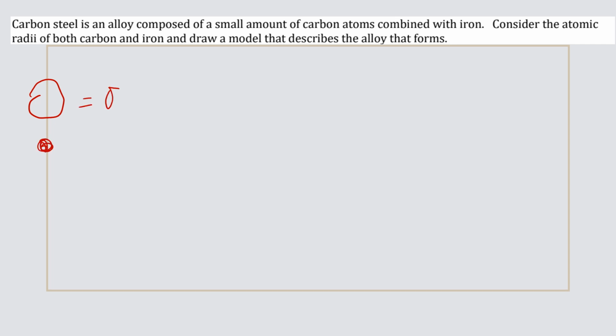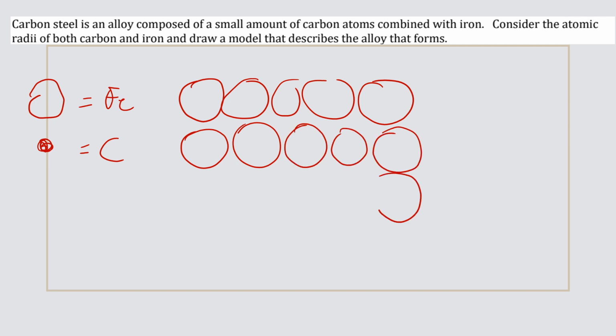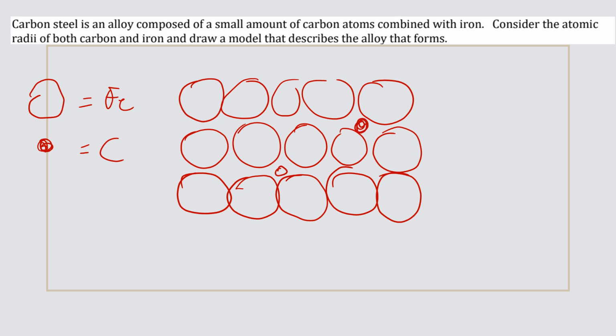So let's say this is our iron, and this is going to be our carbon. So we're going to have a bunch of iron. Try to be as consistent as possible. It doesn't give us the amount that we need of each atom, but be mindful if it does. So we're going to see some examples later on. So something like this. It's a horrible drawing, but gets the point across.